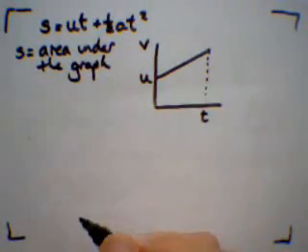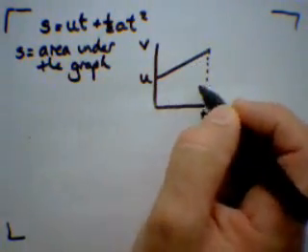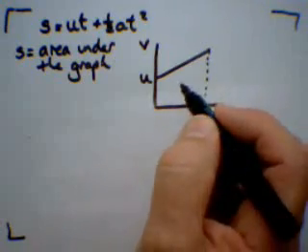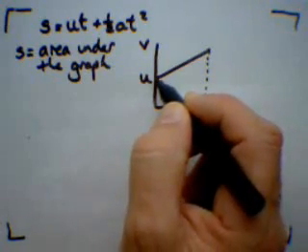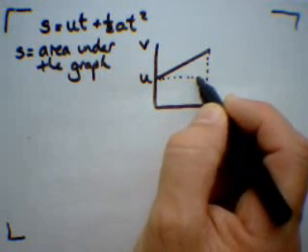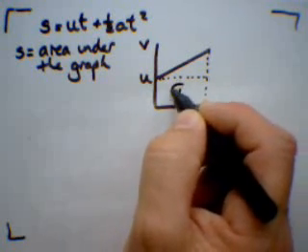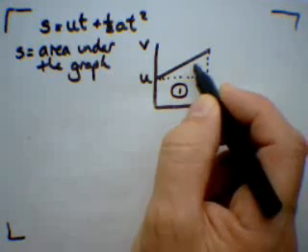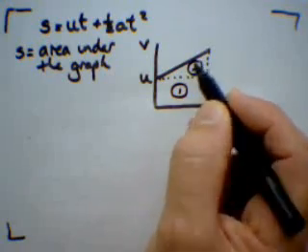Now the area under this graph is a quadrilateral, but we need to get nice easy shapes to work with, so I'm going to divide it into two bits. I'm going to divide it into a rectangle, which I'm going to call area 1, and a triangle, which I'm going to call area 2.